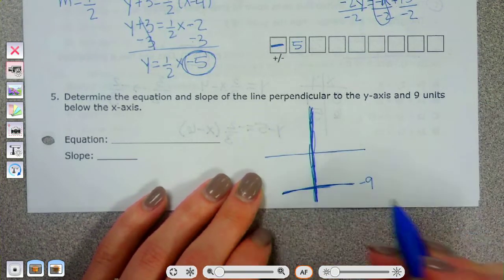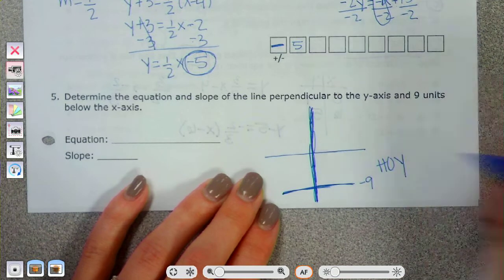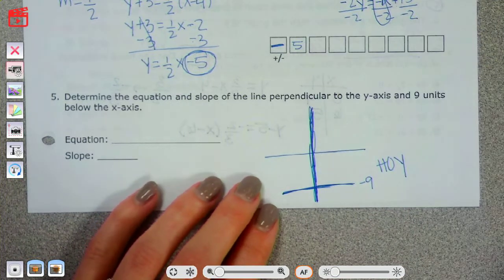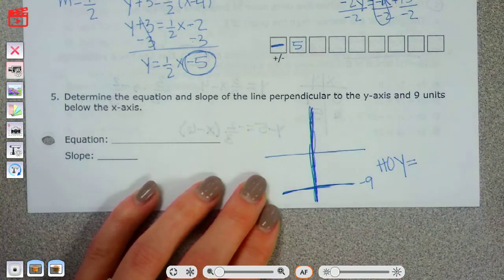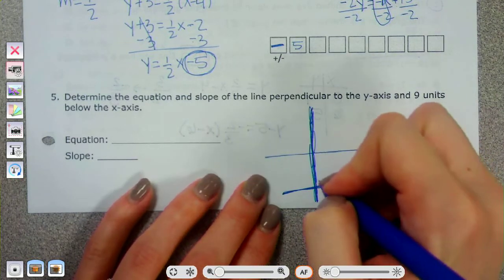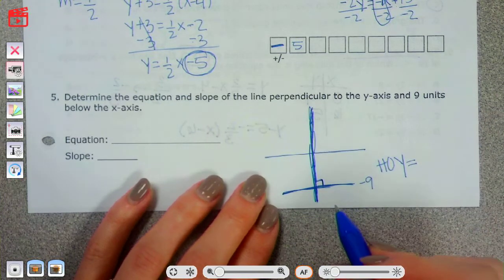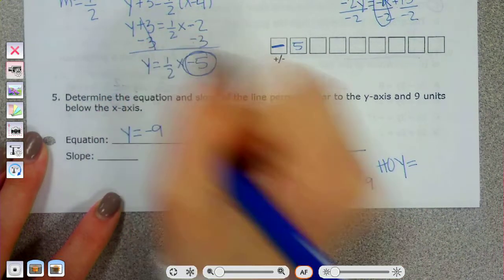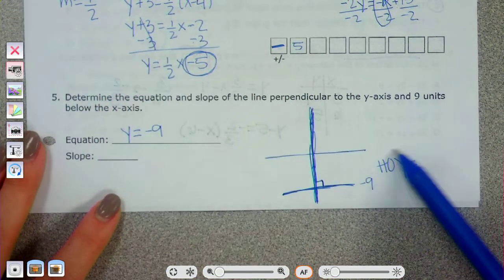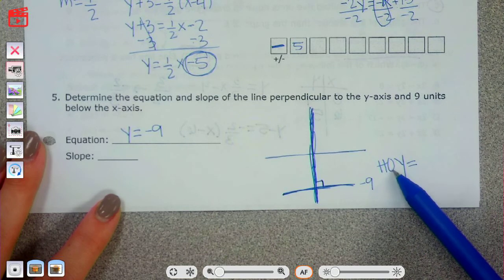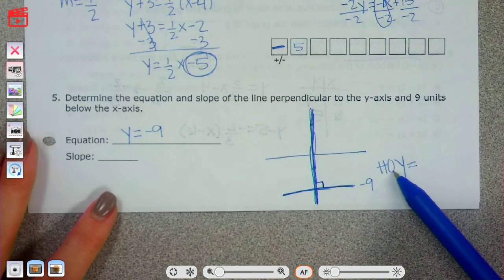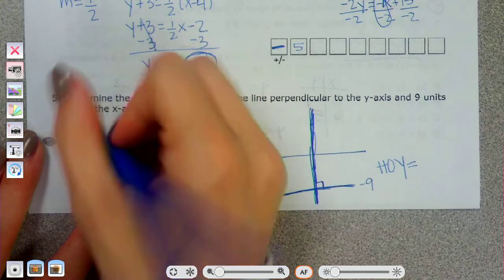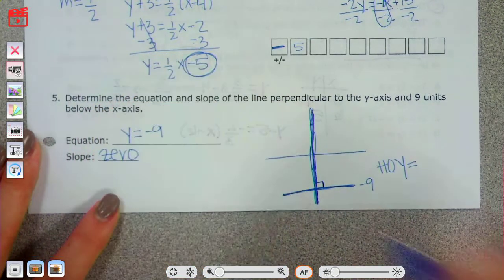Well, what kind of line is this? This is a horizontal line, so it ends up being a HOY, which means it's going to be a y equals equation. Remember, perpendicular means they create a 90-degree angle. So this is going to be y equals negative 9. And then when we have a HOY, this letter in the middle means 0 slope. So my slope is 0.